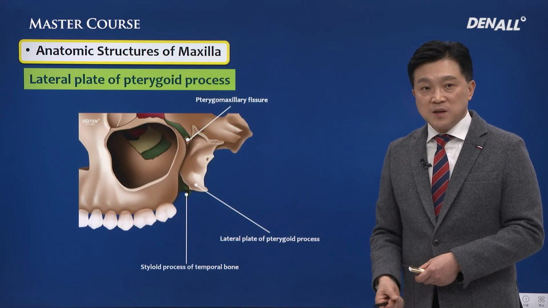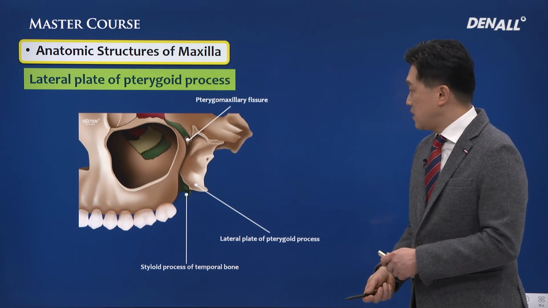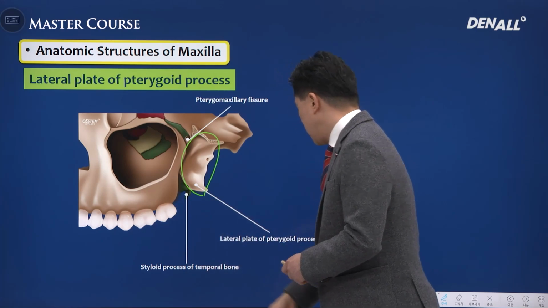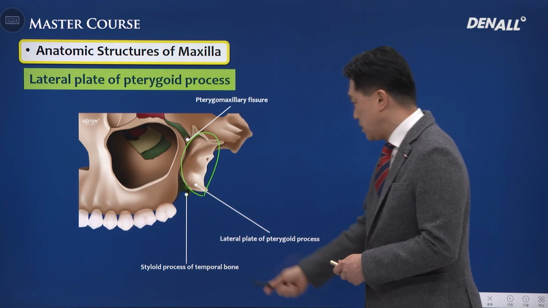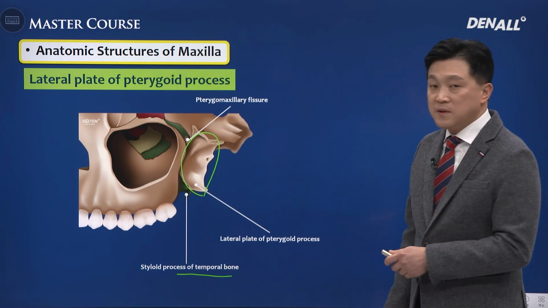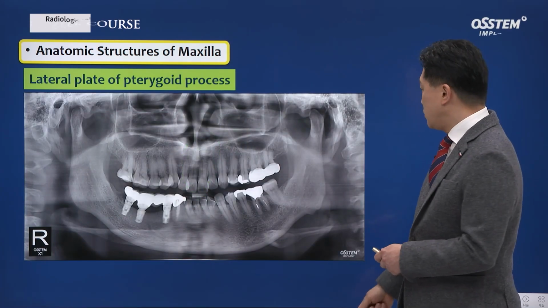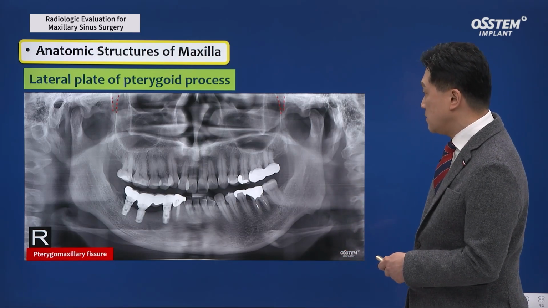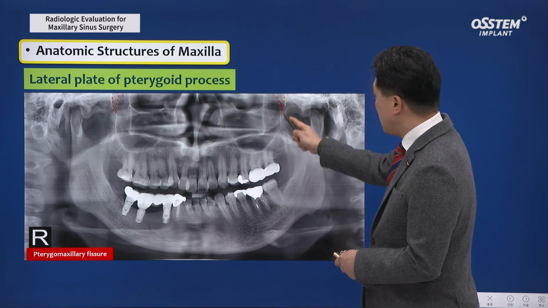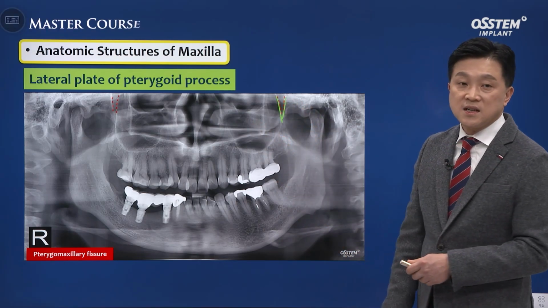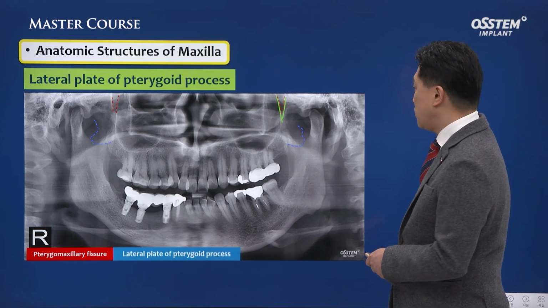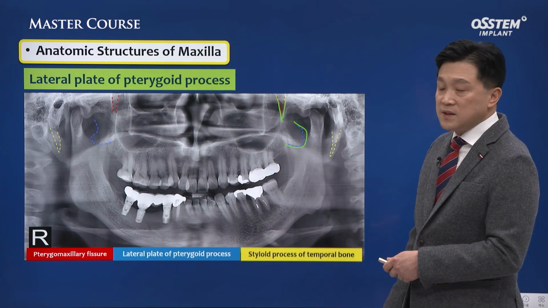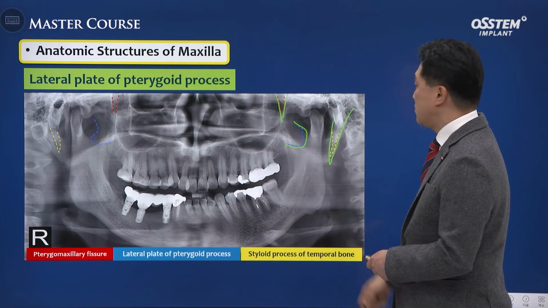Next, let's look at the lateral plate of the pterygoid process. This is over here. This is the lateral plate of the pterygoid process. And there's the styloid process of the temporal bone. In the case of the styloid process, we know very accurately. You can see here, this is the pterygomaxillary fissure area. It's the same on the other side. The lateral plate of the pterygoid process is here. As we all know, the styloid process is over here. These are what we need to know.